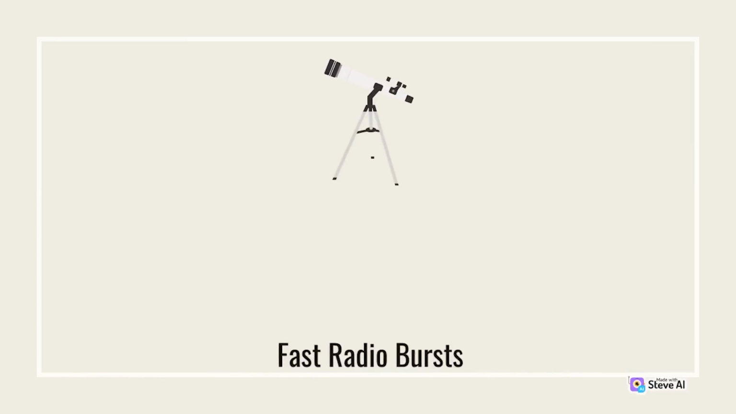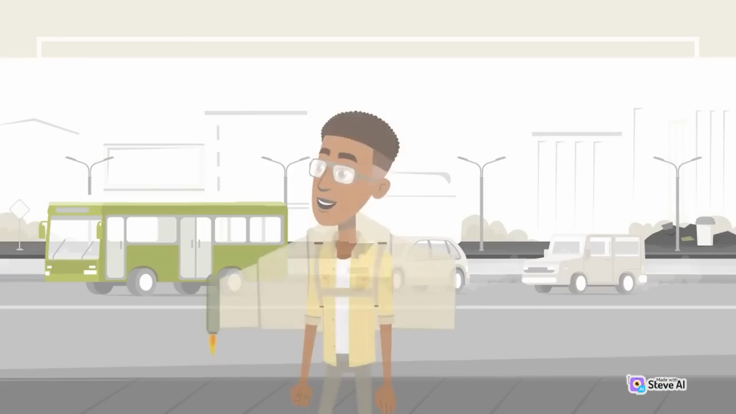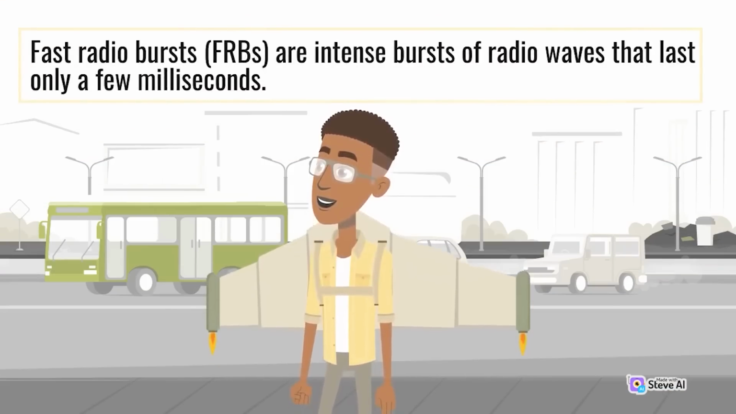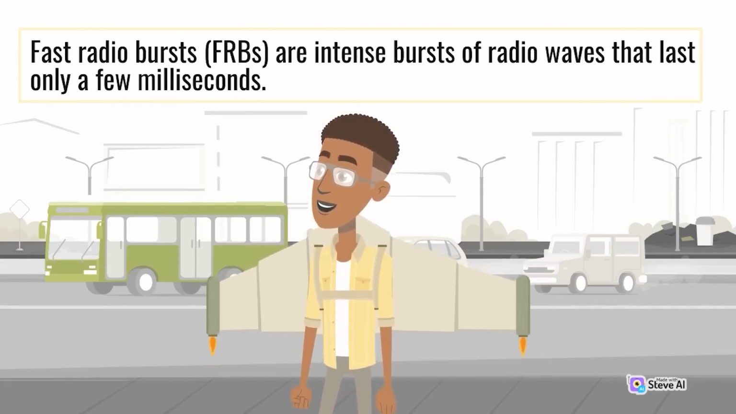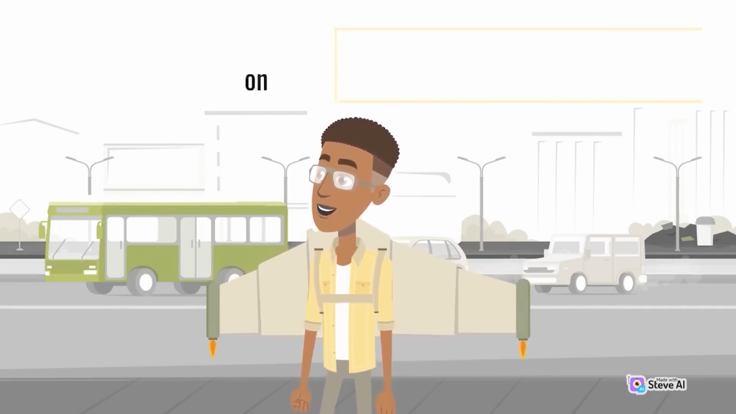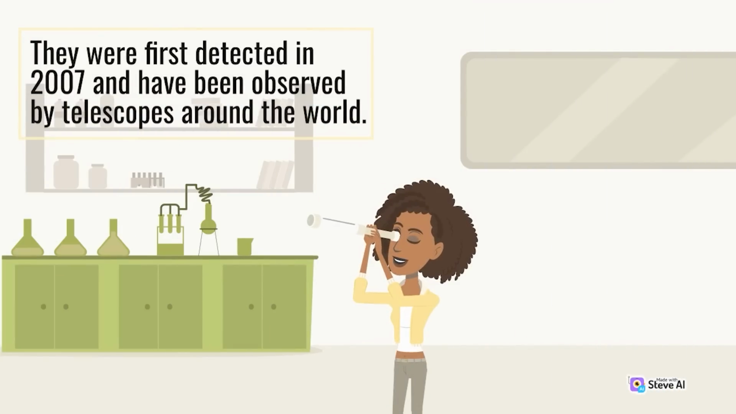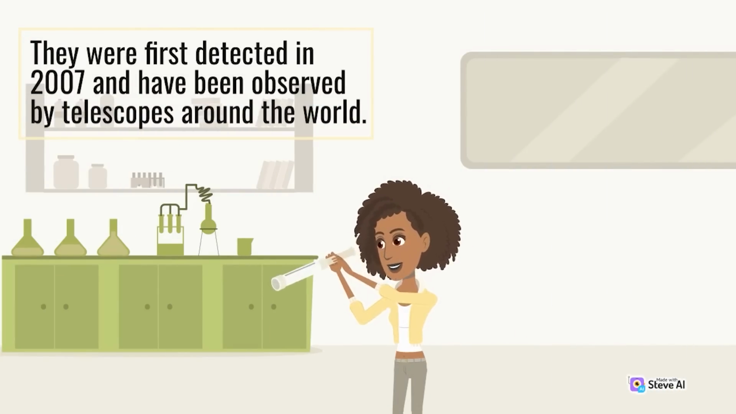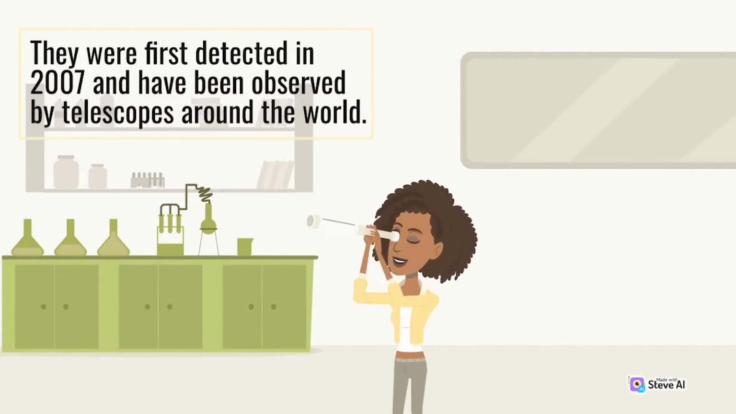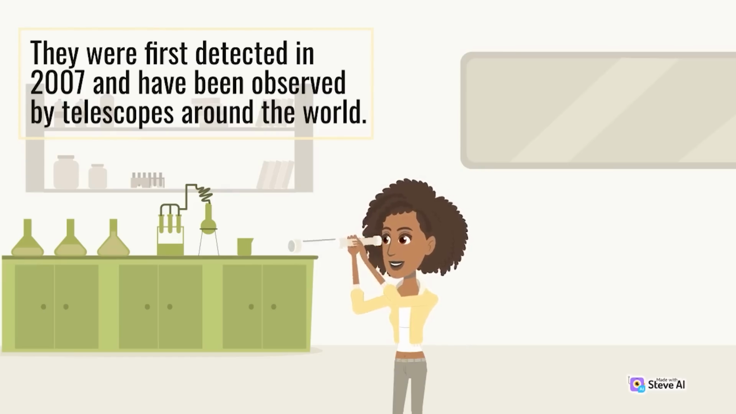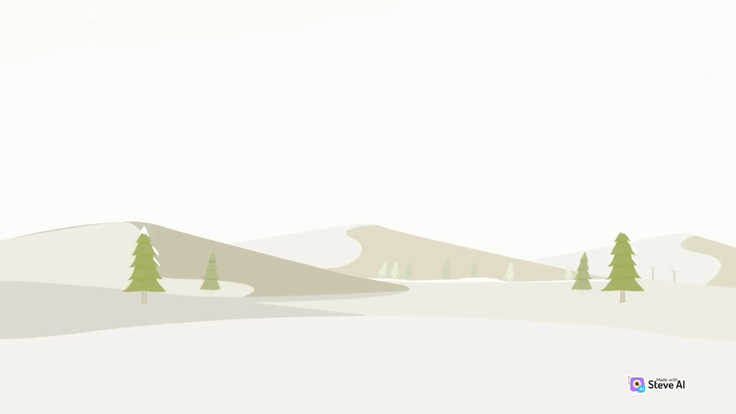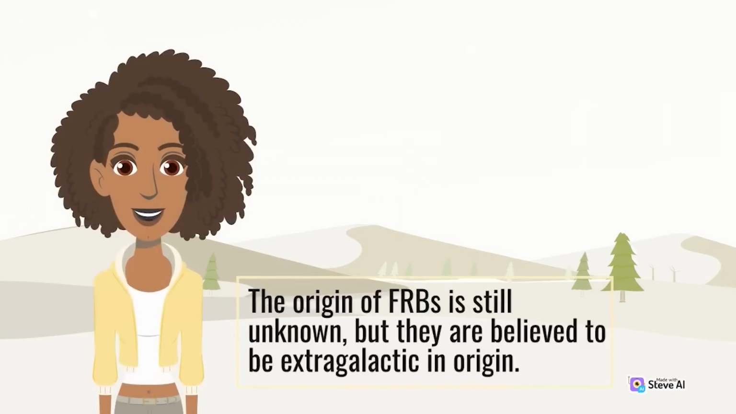Fast radio bursts. Fast radio bursts, FRBs, are intense bursts of radio waves that last only a few milliseconds. They were first detected in 2007 and have been observed by telescopes around the world. The origin of FRBs is still unknown, but they are believed to be extragalactic in origin.